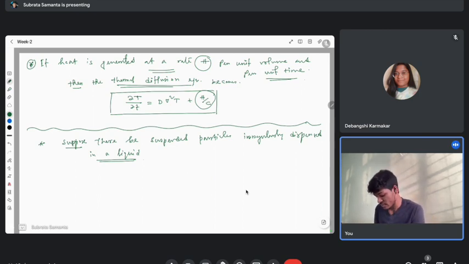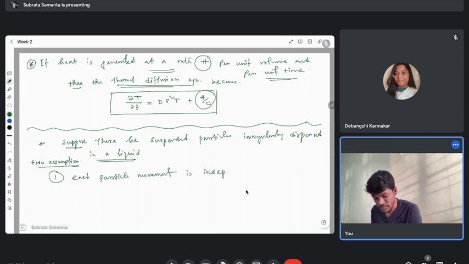So we have to make two further assumptions. The first is that each particle's movement is independent of the other particles' movement.